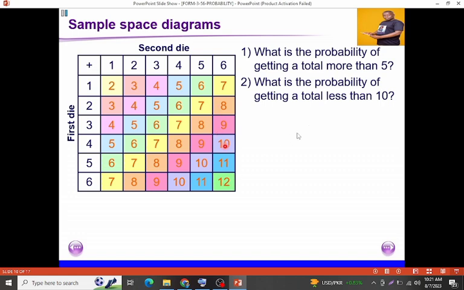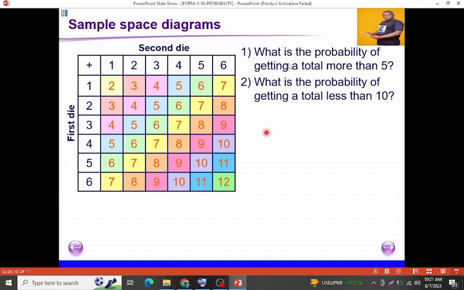Alright. What is the probability of getting a total less than 10? So you look at how many numbers are less than 10. Just count them, and what you find is over the total number of outcomes here. If you look at the total number of outcomes, you have 1, 2, 3, 4, 5, 6. So we shall have 6 times 6, which is 36. Whatever result you get, you divide that by 36.